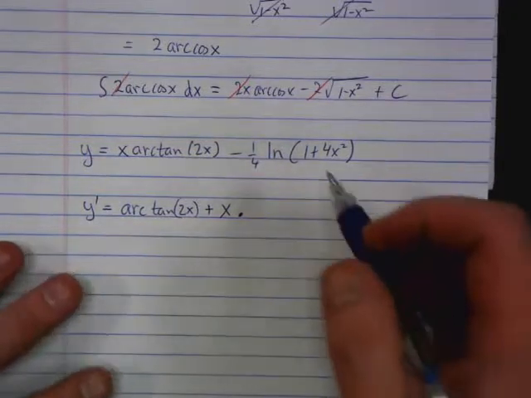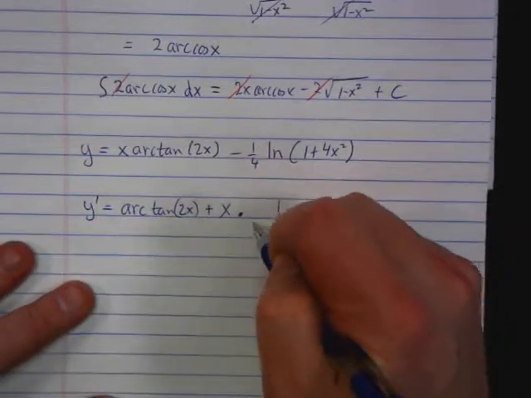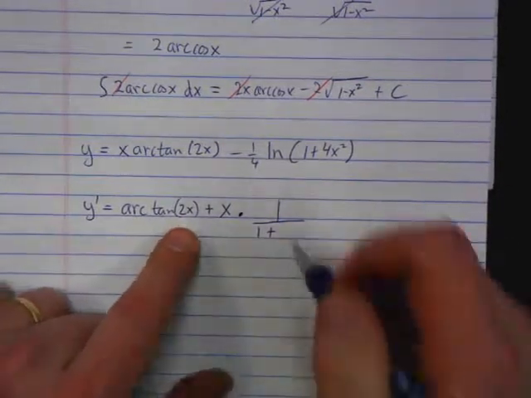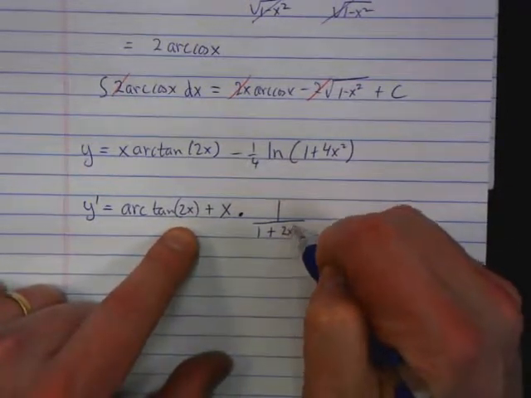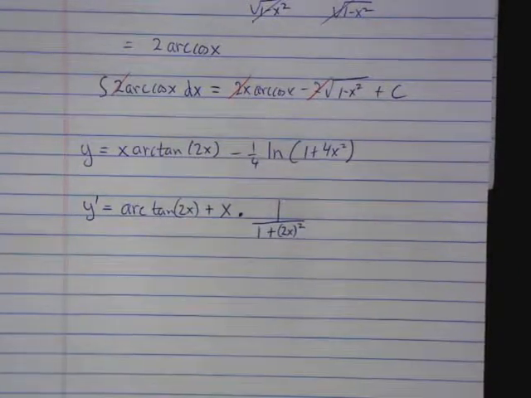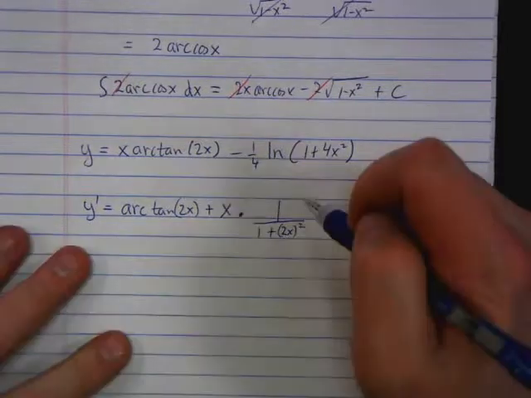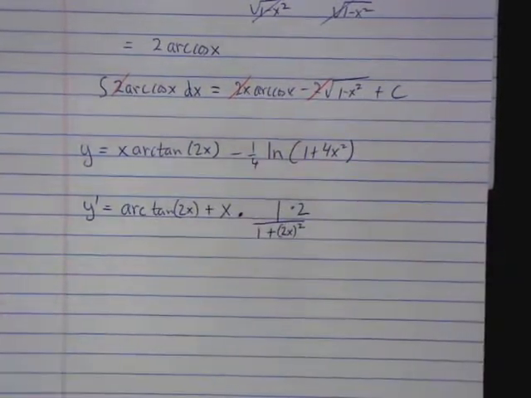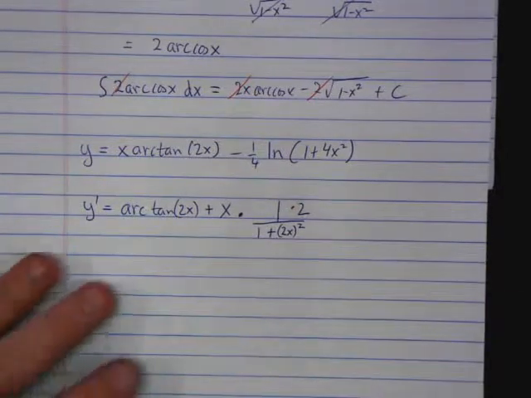Normally our formula is 1 over 1 plus x squared, but if we have a 2x, then we have to take the 2x and square it, so you're going to have a 4x squared. And then you need to use the chain rule, which tells you to multiply by 2, the derivative of the inside. All right, so there's a chain rule problem right there.